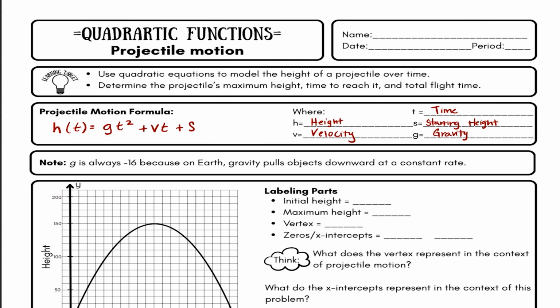Okay, so on this note sheet, we're going to be assuming that g is always going to be -16. So I added that little note in there because gravity is constant on Earth. For every problem on these notes, g is always going to be -16. That doesn't mean it's always going to be -16 in other problems you see, but for this document, we're going to be using -16 for g.